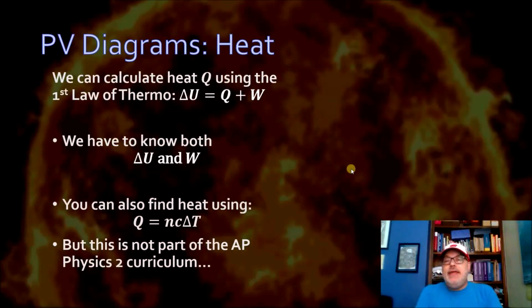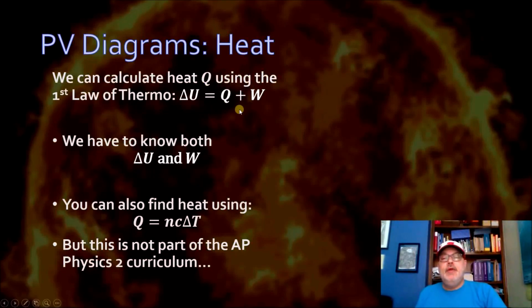We can calculate heat because we know now how to calculate work, and we know how to calculate the change in energy. The change in energy is 3/2 nR delta T, and we can find the temperature change on our PV diagram. We can find work by finding the pressure and change in volume, or the area, on our PV diagram. So finding work and change in internal energy by finding change in temperature on our PV diagram, we can work backwards to find the heat.